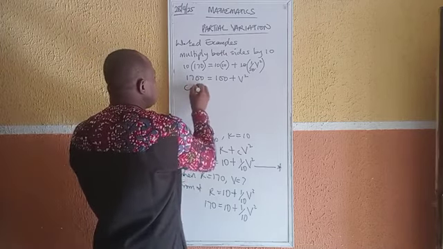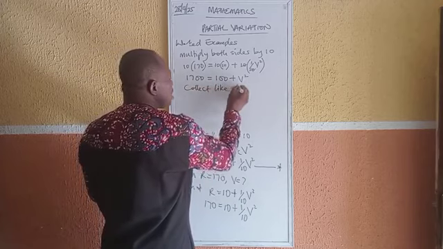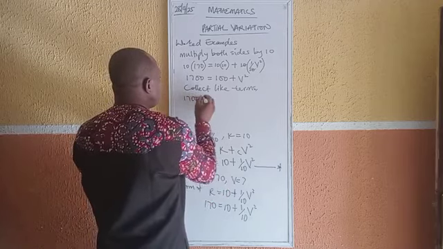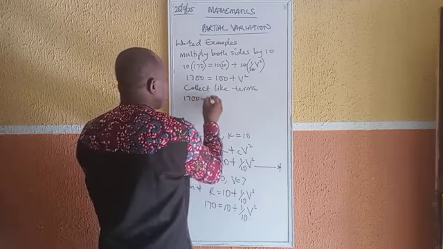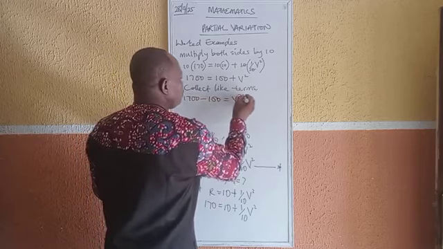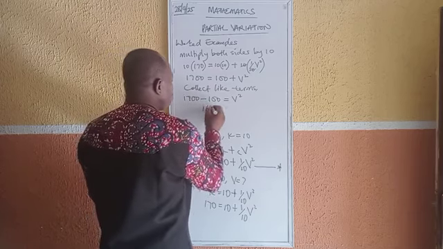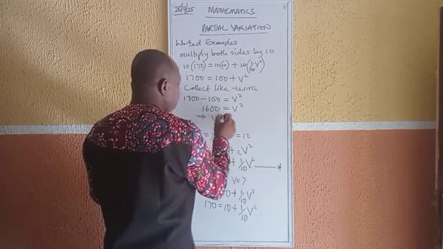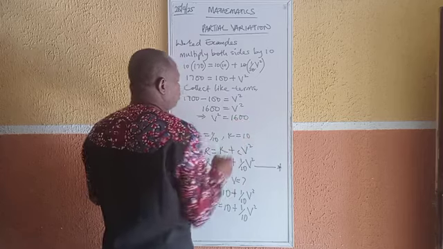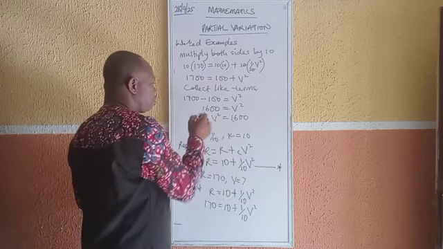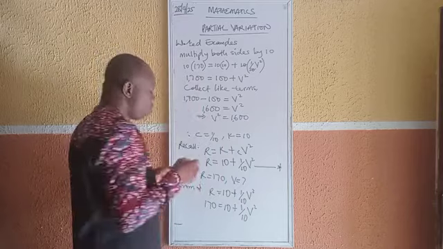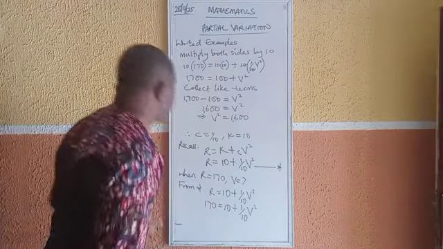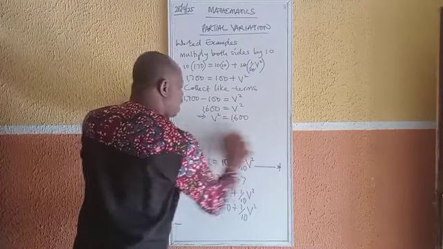If we collect like terms, it will be 1700 minus 100 equals V squared. That's 1600 equals V squared. Or rather, V squared equals 1600. Now, to clear the square off here, we'll square root both sides.